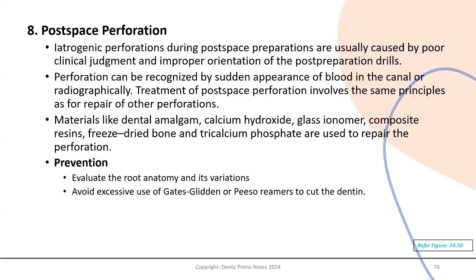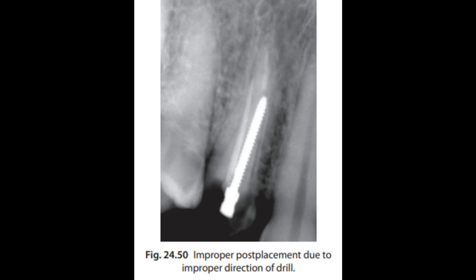Next comes the post-space perforation. Iatrogenic perforations during post-space preparation are usually caused by poor clinical judgment and improper orientation of the post-preparation drills. They can be recognized by sudden appearance of blood in the canal or radiographically. Treatment of post-space perforation involves the same principles as for repair of other perforations. Dental amalgam, calcium hydroxide, GI, composite resins, freeze-dried bone, calcium phosphate can be used to repair this. How can we prevent it? Evaluate proper anatomy, and avoid excessive use of Gates Glidden drills or Peeso reamers to cut the dentine. Let's have a look. This, as you can see here, is a post space perforation.